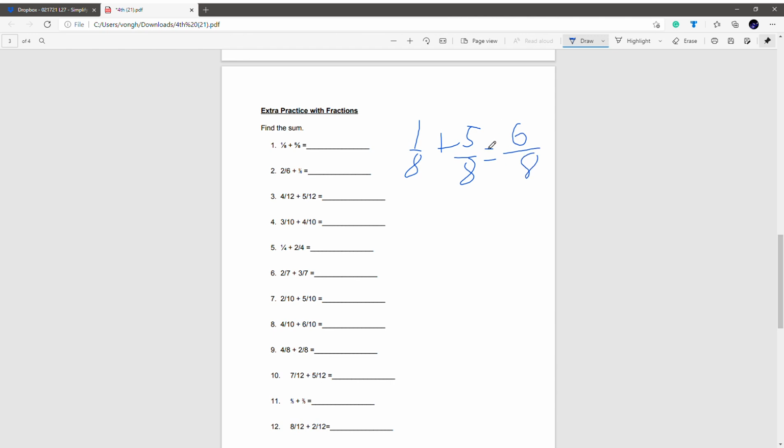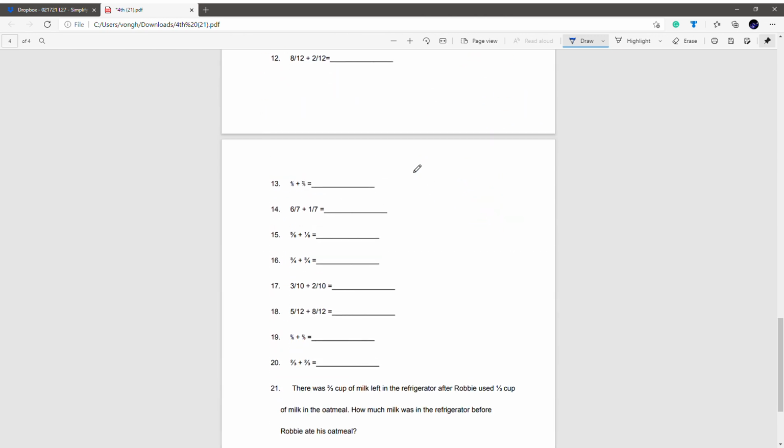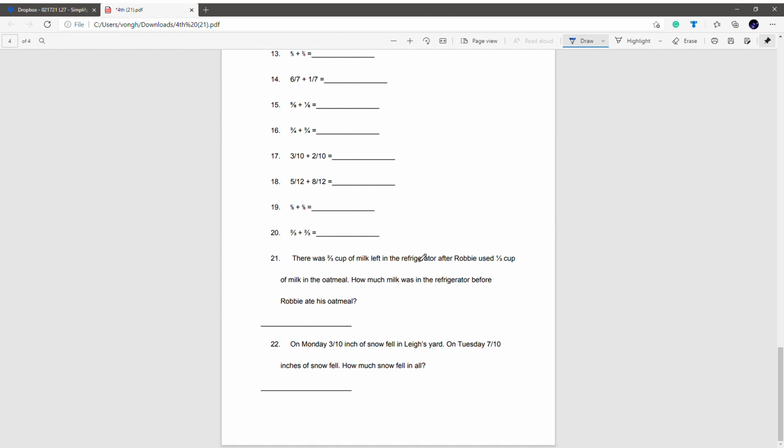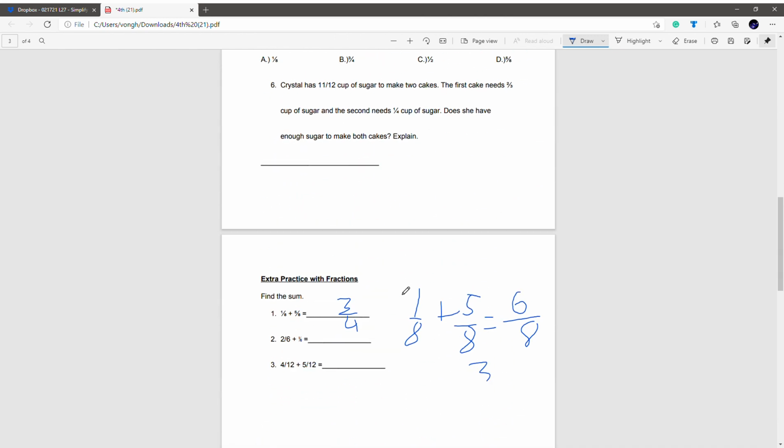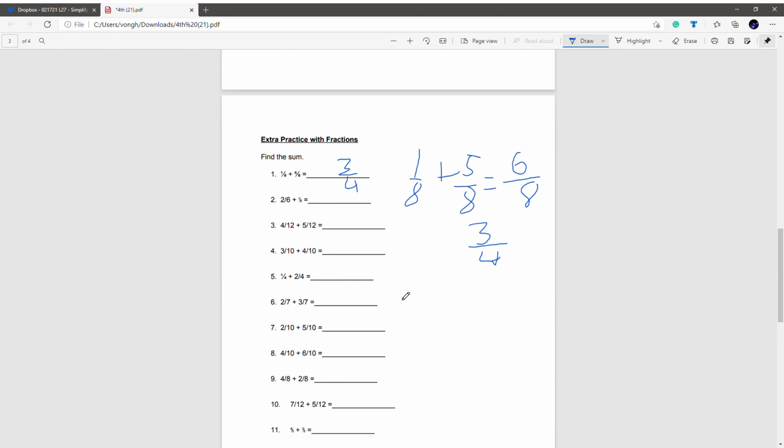So 8 and 6, they're both even numbers, so we can simplify it by 2. So 6 divided by 2 is 3. And 8 divided by 2 is 4. So the answer is 3/4. I'll do one more.